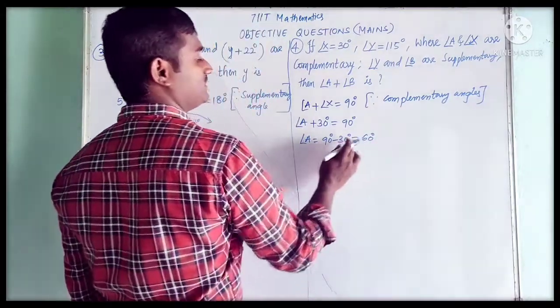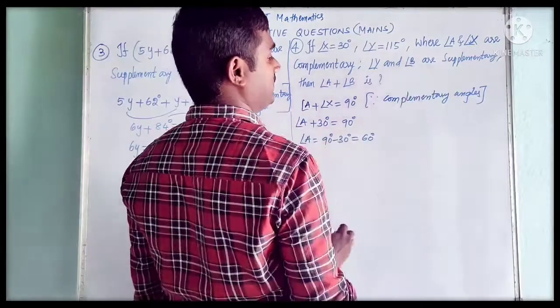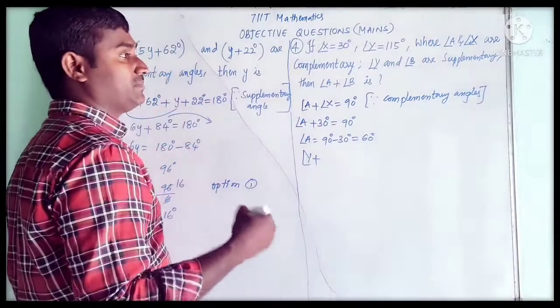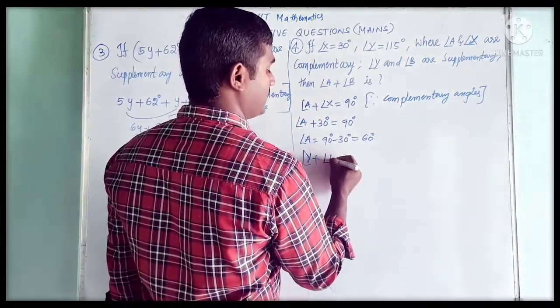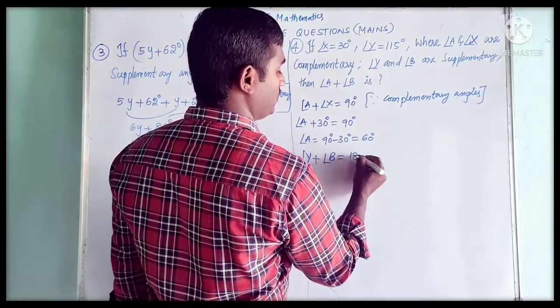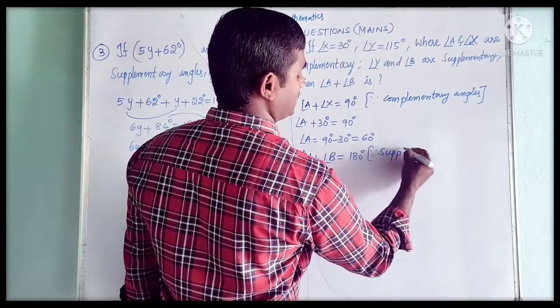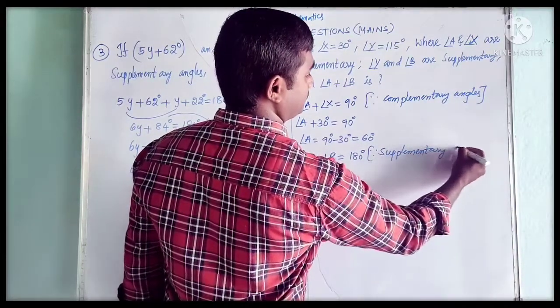Angle A is how much? 60 degrees. Next, angle y and angle B are supplementary angles. So we can write, the sum of the two supplementary angles is equal to 180 degrees. Angle y plus angle B equal to 180 degrees, because these two are supplementary angles.